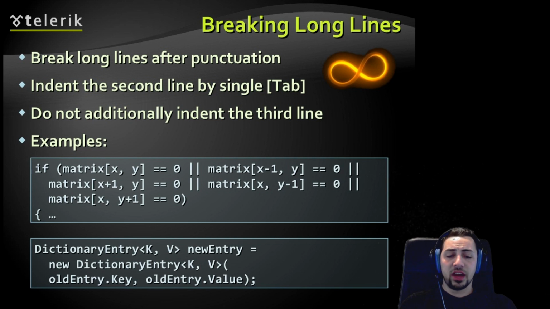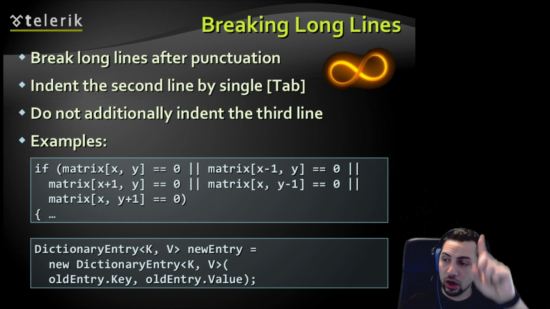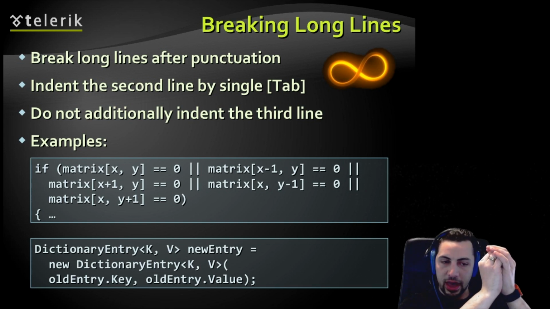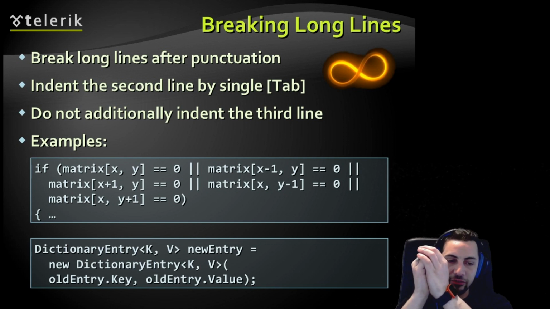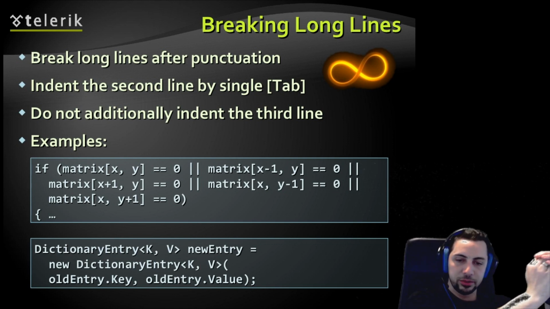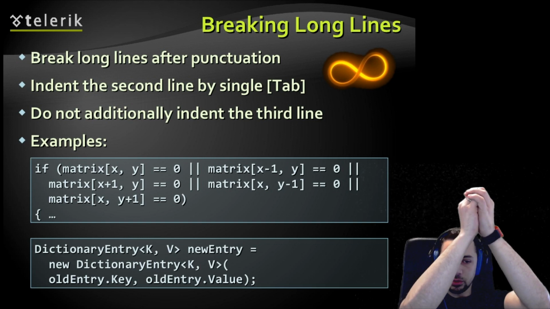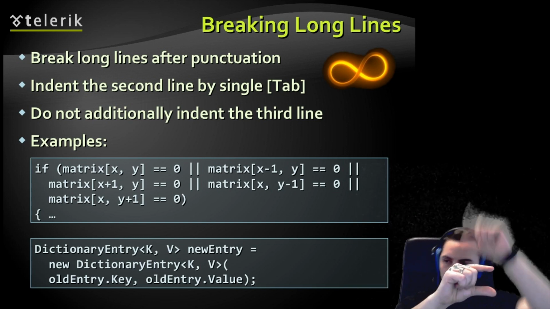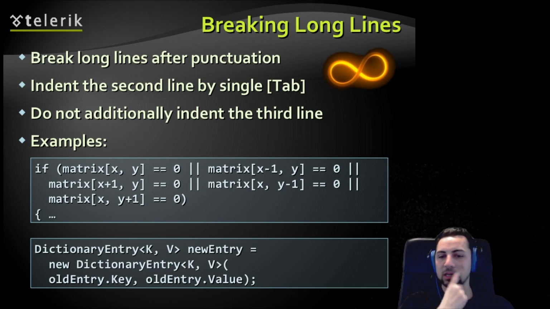So there are going to be times where long lines are unavoidable. This is a great example here. We're looking at anything that is in a cardinal direction around some element in a matrix. So the matrix element xy, x minus 1 is going to be the element to the left of it, x plus 1 the element to the right of it, y minus 1 the one above it, y plus 1 the one below it. So if any element in a cardinal direction is equal to 0.